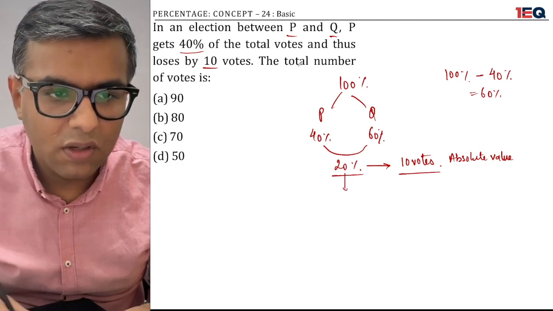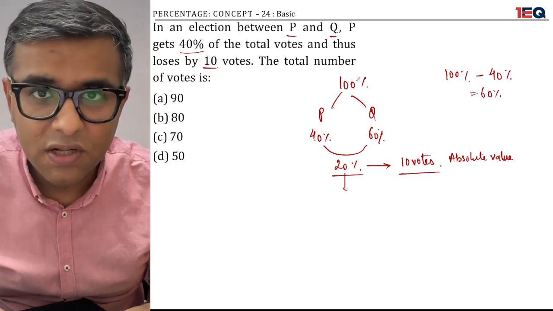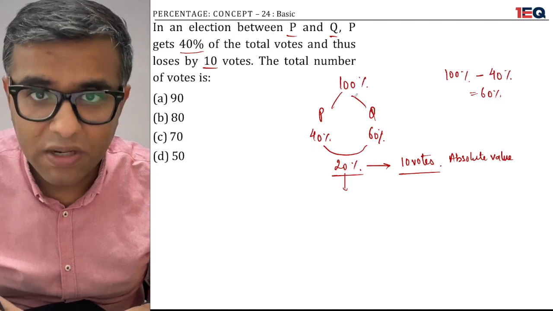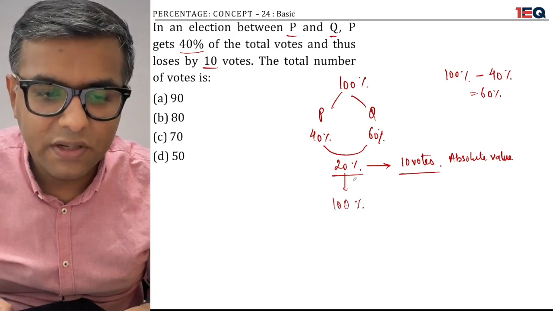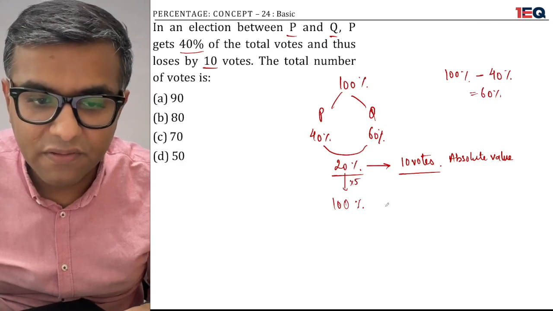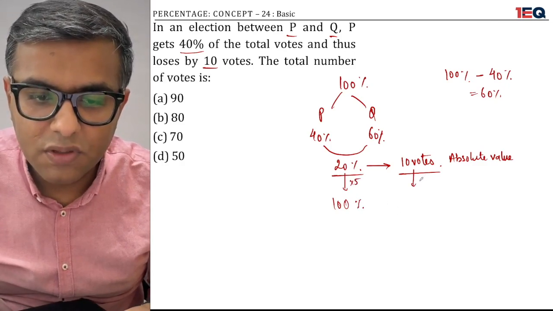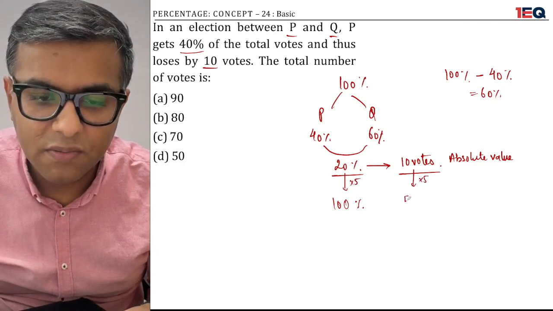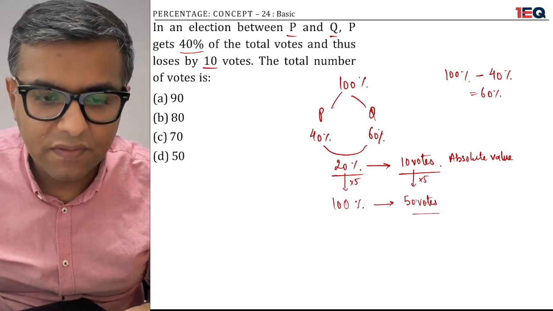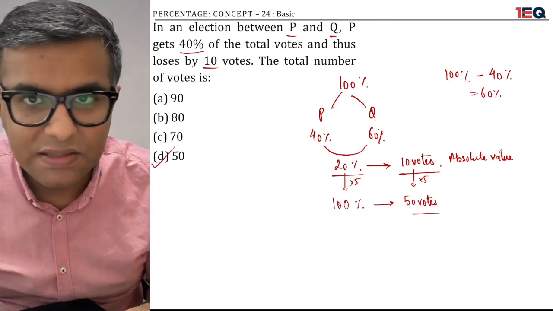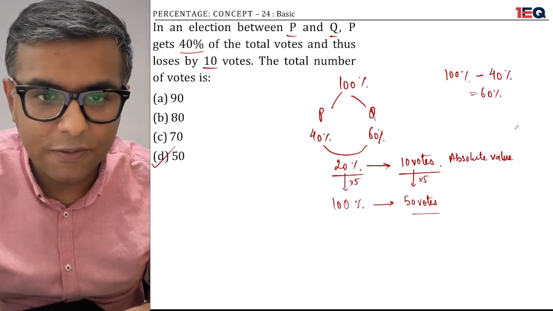We have to find out, according to the question, the total number of votes. The total number of votes was assumed in the beginning to be 100%. To reach from 20% to 100%, we have to multiply by 5. Similarly, from 10 votes, if we multiply by 5, it becomes 50 votes. So 100% votes is 50 votes. This is my clear cut answer.